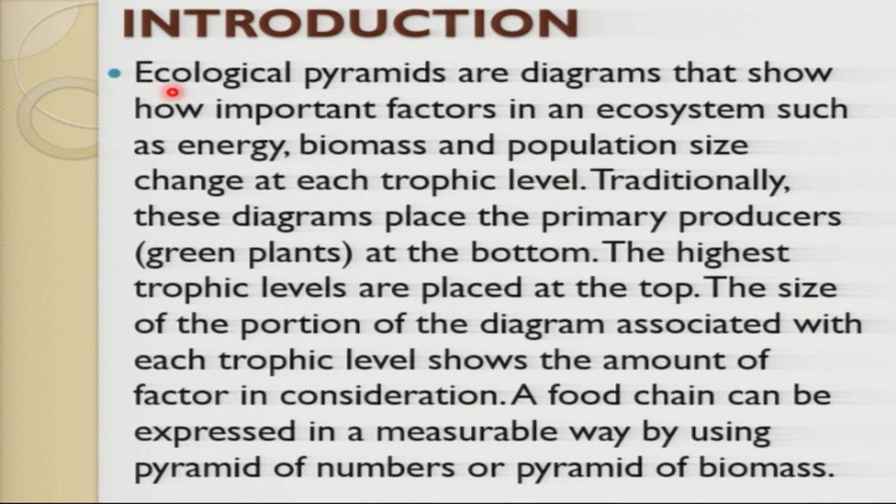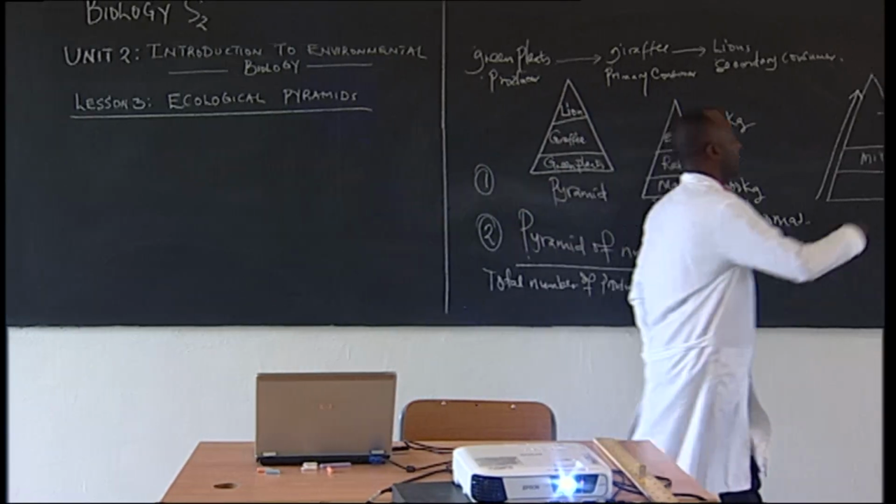Okay? We said these diagrams place the primary producers, the green plants, at the bottom. The highest trophic levels are placed at the top. So the size of the portion of the diagram associated with each trophic level shows the amount of the factor being considered. So a food chain can be expressed in a measurable way by using a pyramid of numbers or a pyramid of biomass.